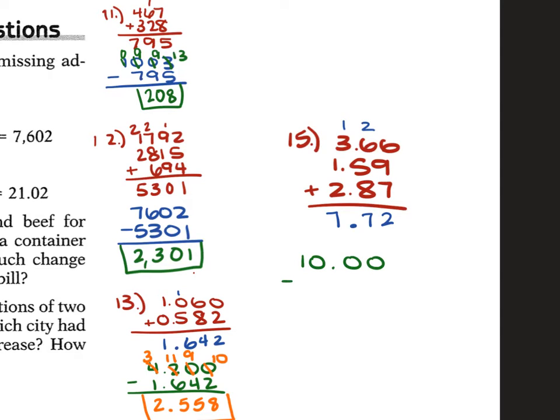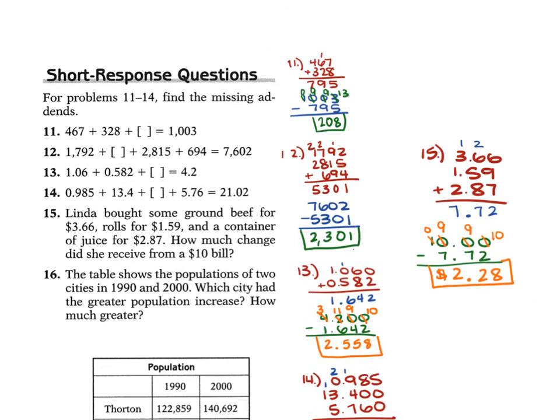10.00 minus 7.72. The first 0 above the 2 becomes a 10, making the 0 next to it a 9. The 0 on top of this next 7 becomes a 9, and then the 1 becomes a 0. So we have 10 minus 2, which is 8. 9 minus 7 is 2. Put your decimal point down, and then 2 minus 7 is also 2. So $2.28 is what she got back from that $10 bill.